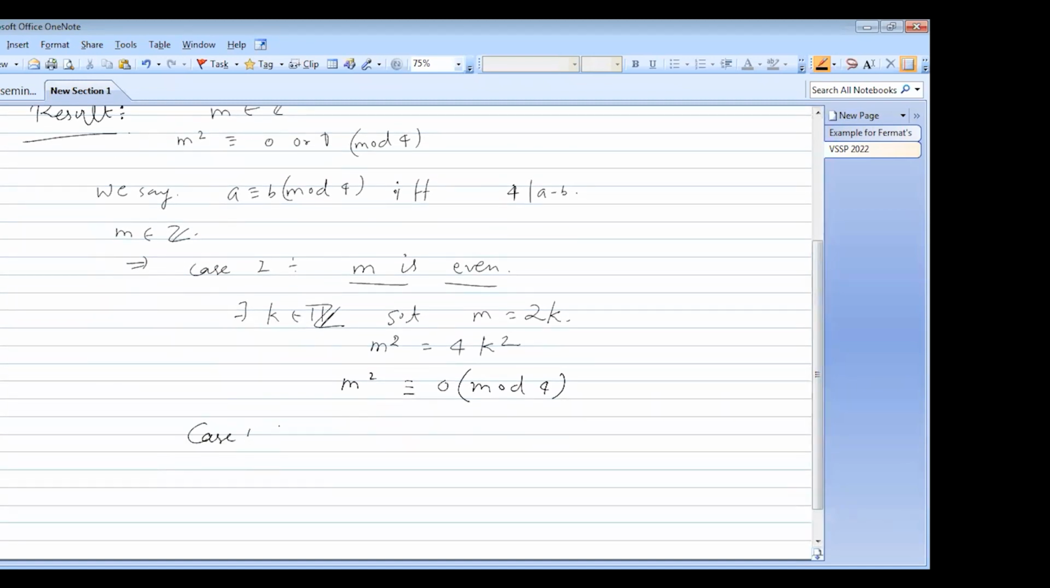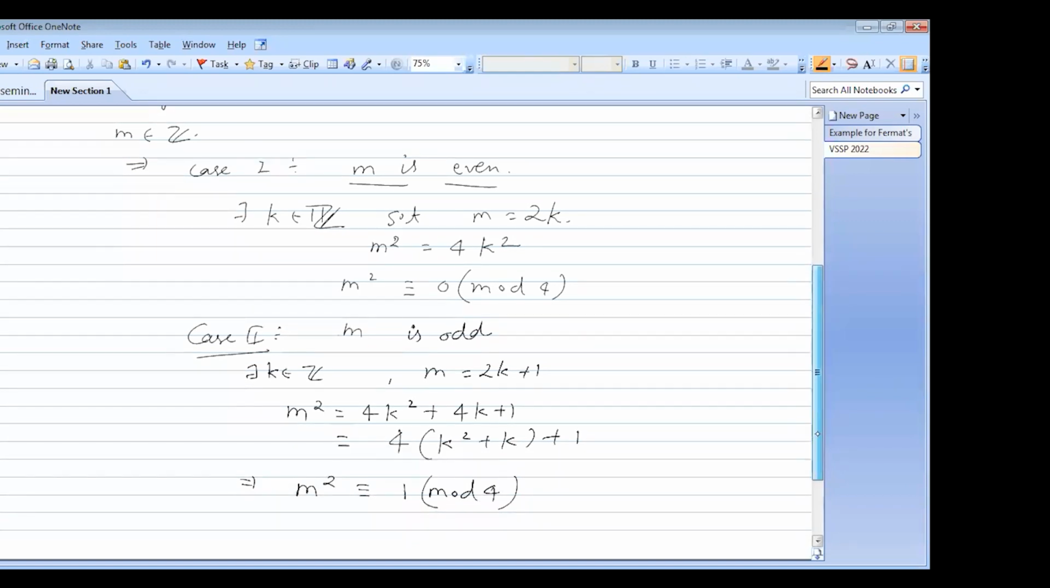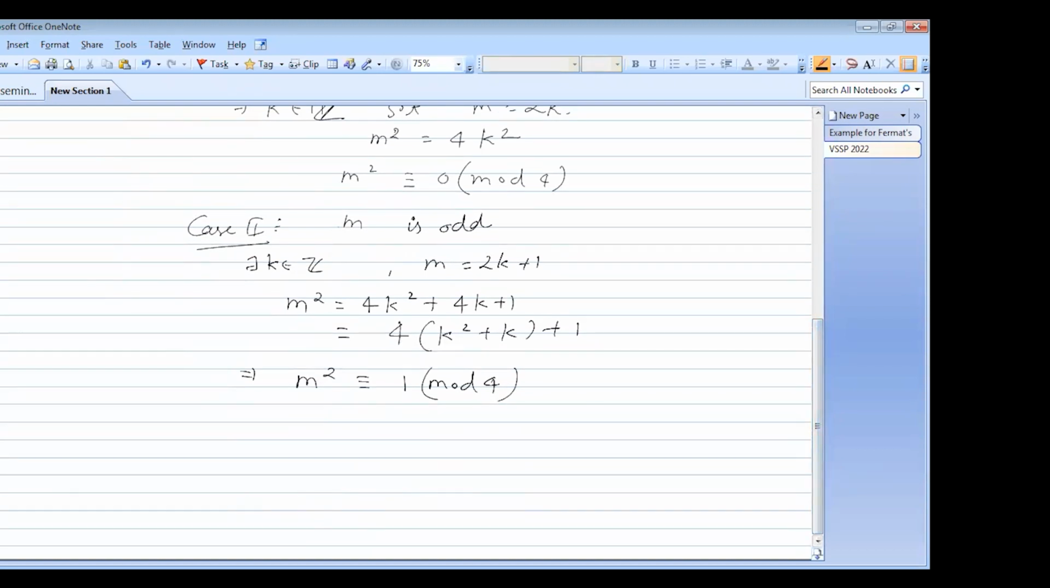Now case 2. If m is an odd number, in that case I can write m as 2k plus 1. So m square is nothing but 4k square plus 4k plus 1. This is a multiple of 4 plus 1. So m square is congruent to 1 modulo 4. Is it clear? Yes, it is clear.